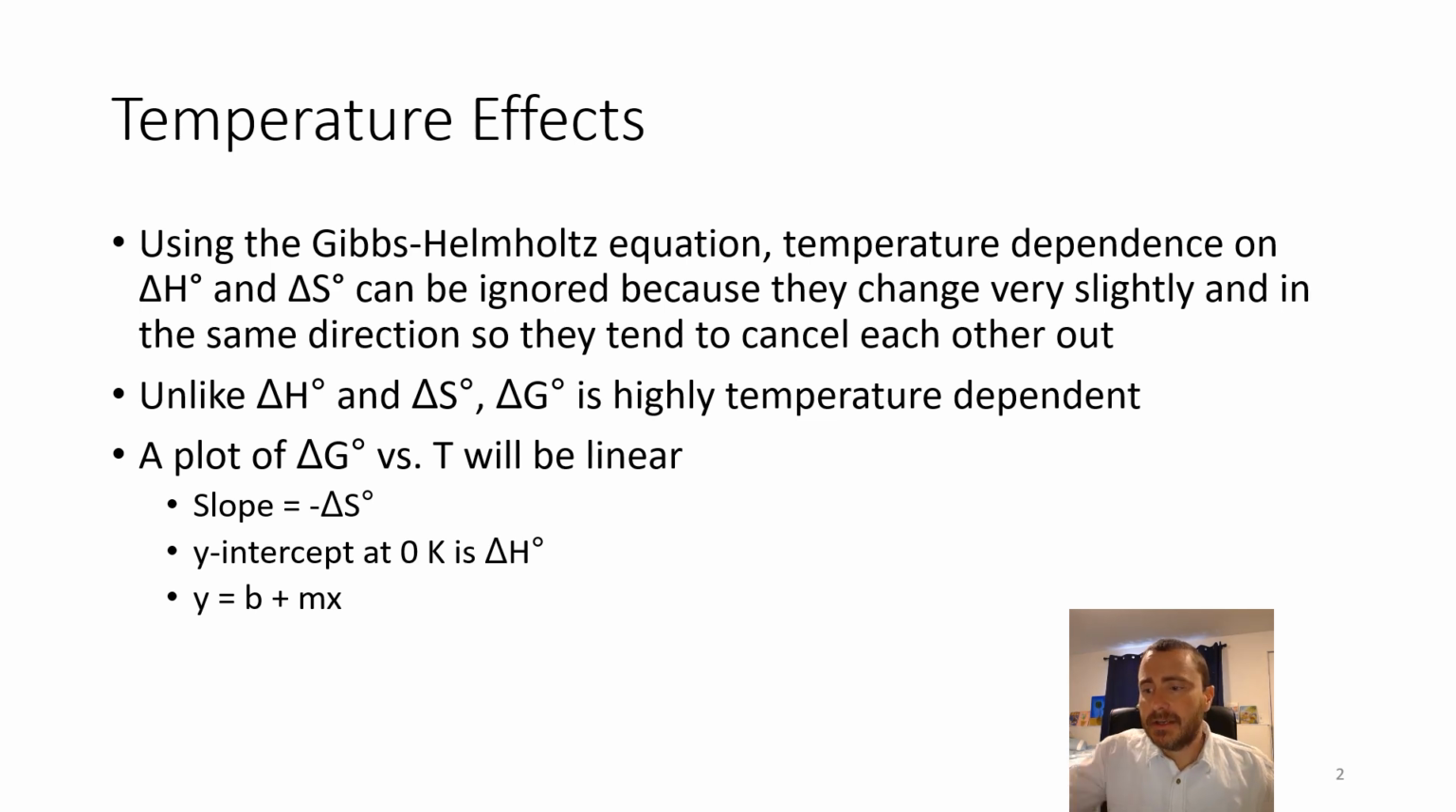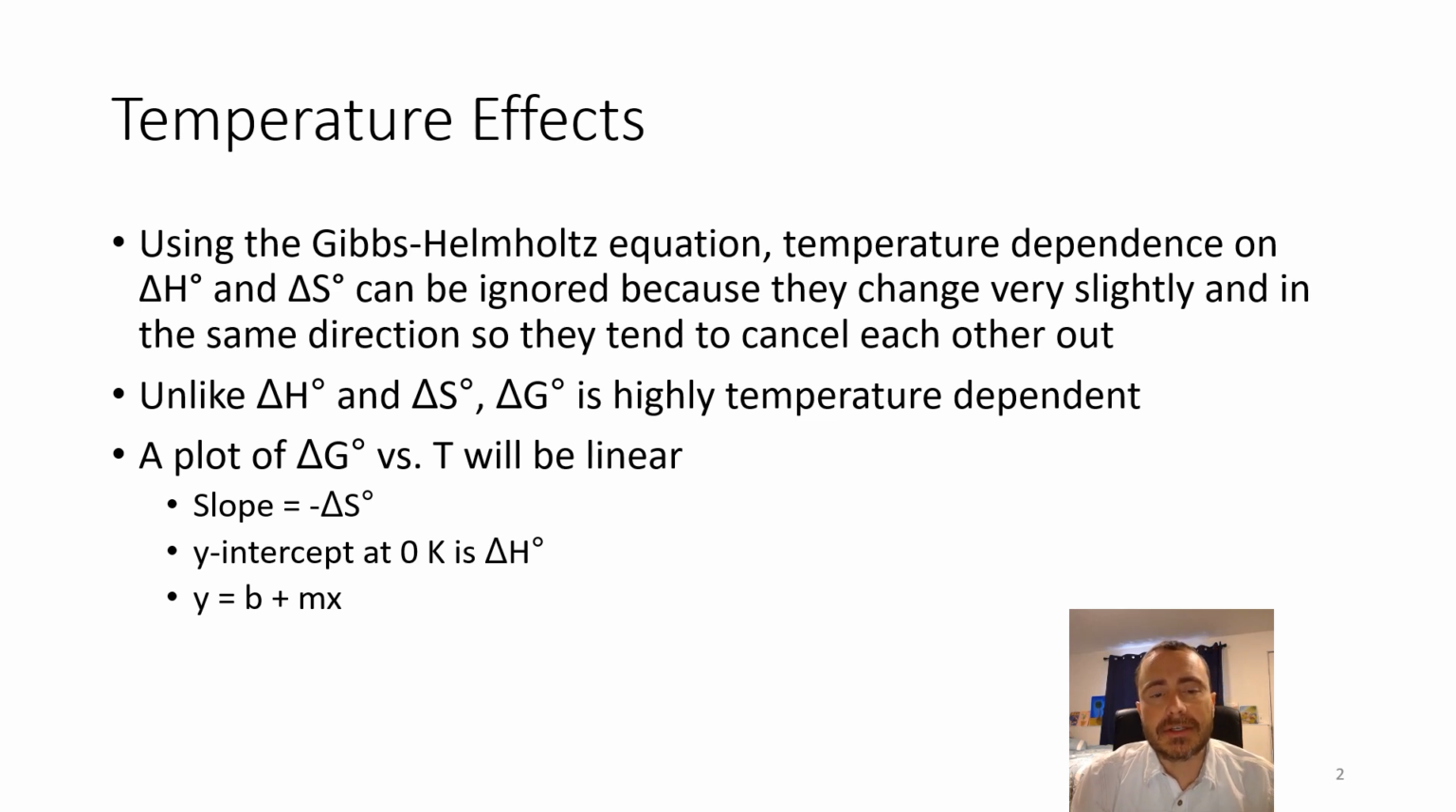And because the Gibbs-Helmholtz equation is delta G equals delta H minus T delta S, we have the delta H and the minus T delta S. If they're both increased by an increase in temperature, they're going to cancel each other out because of that minus sign in the equation. So they don't really factor in, but delta G is really dependent upon our temperature.